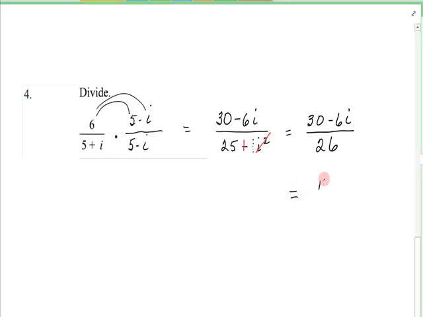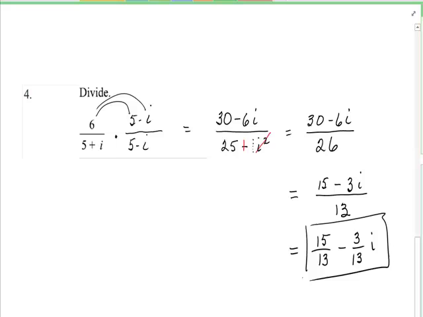2 goes into 30 15 times. 2 goes into 26 13 times. There's the i. 2 goes in there 3 times. And now I will break it into the a plus bi. 15 over 13 minus 3 over 13i. There we go. All right, so dividing complex numbers is actually multiplying top and bottom by the conjugate of the denominator. And remember that i squared is equal to negative 1.